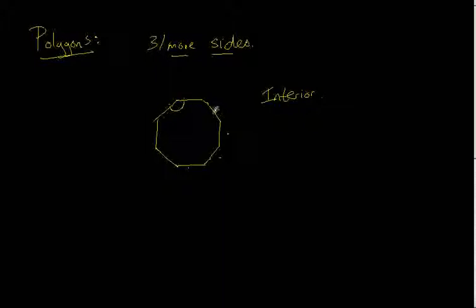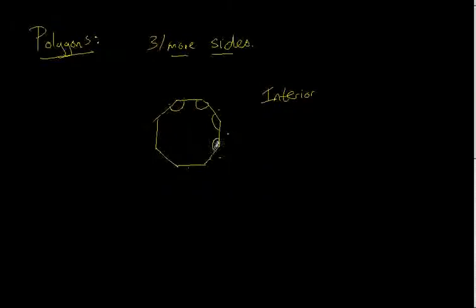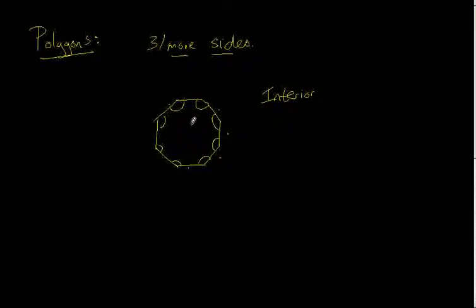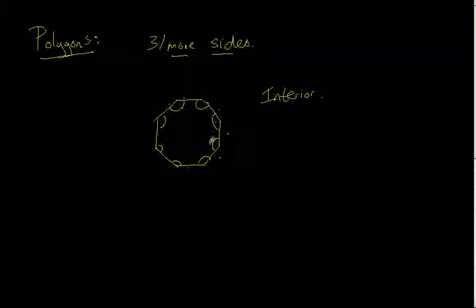So this would be an interior angle. At each corner you would get an interior angle which is formed. Here's one again, here's another, here's another, here's another, and here's another. So an 8-sided shape would have 8 interior angles, one at every corner. So we could label this A, B, C, D, E, F, G, H. So this is polygon ABCDEFGH. You just name a polygon in order of its corners or vertices. So an interior angle is an angle on the inside of a polygon.